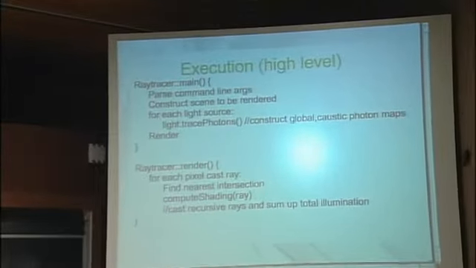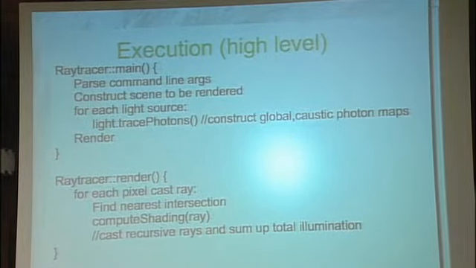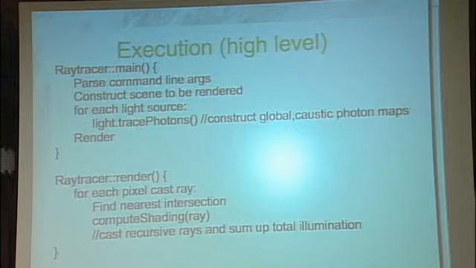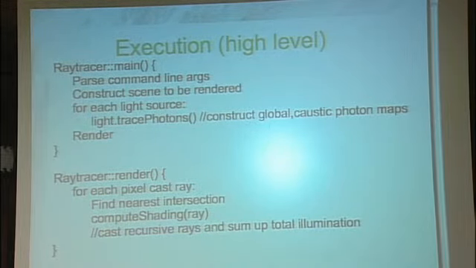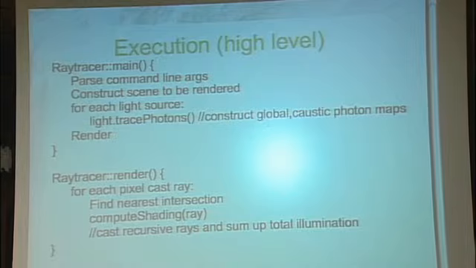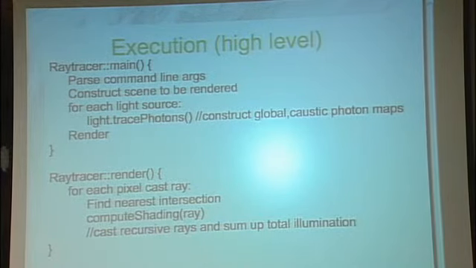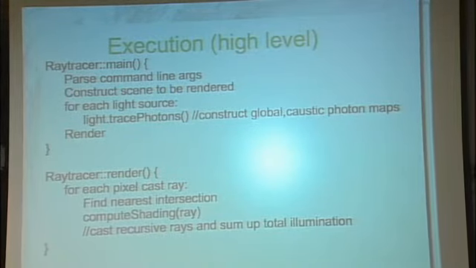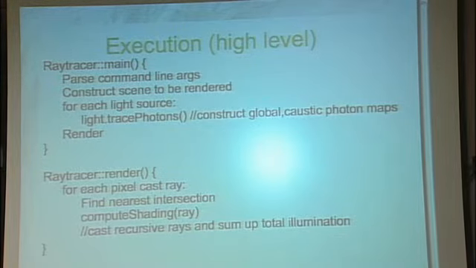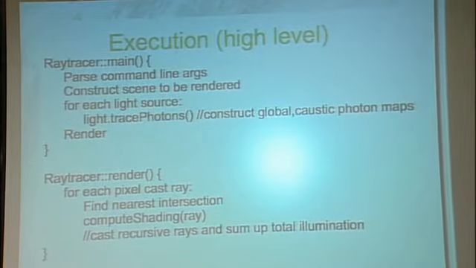Then main calls the render function of the ray tracer. The render method casts a ray for each pixel in the scene you're going to render, finds the nearest intersection, and then computes the shading at that intersection by recursively bouncing rays and pinging the illuminance cache for illumination. And that's basically what the ray tracer does.